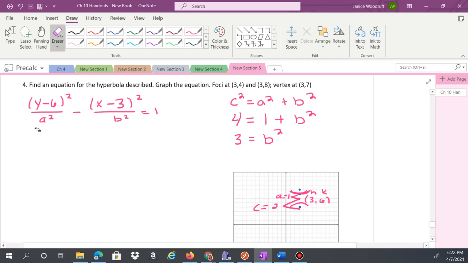Okay, so this would be y minus 6 over a squared, which would be 1. And then x minus 3 squared over b squared, 3. So there's my equation.